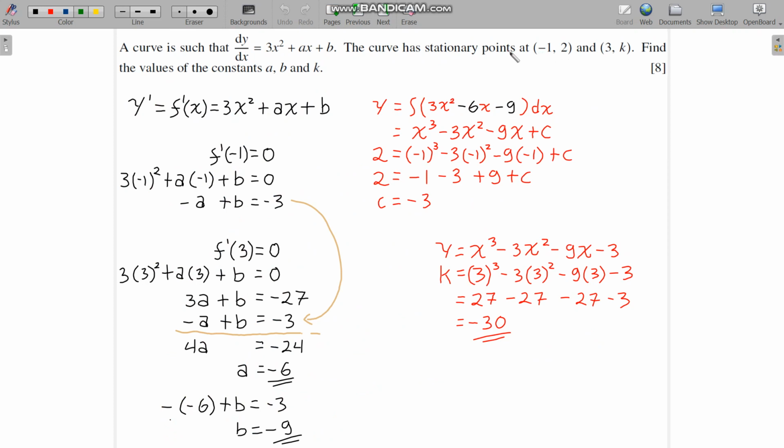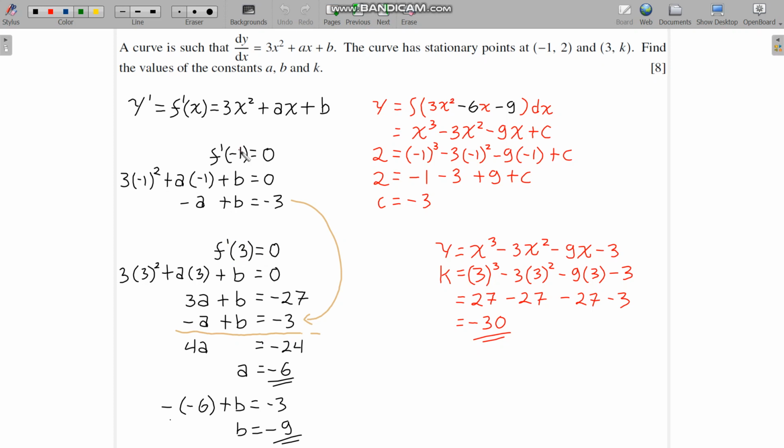The curve has stationary points. Stationary points means y prime equals 0, or f prime of x equals 0. So when the f prime is 0, we get this. When the x is minus 1 and when the x is 3, the y prime or the f prime is 0. So f prime of minus 1 is 0, f prime of 3 is 0, because they are stationary points.